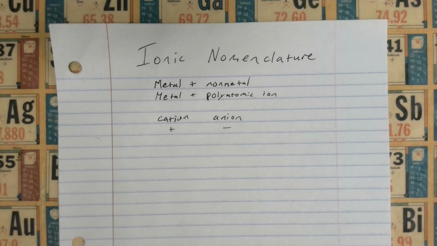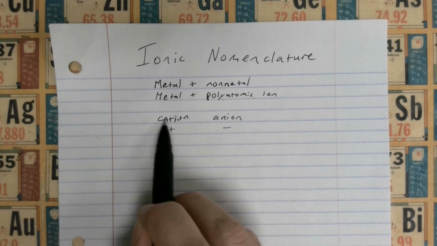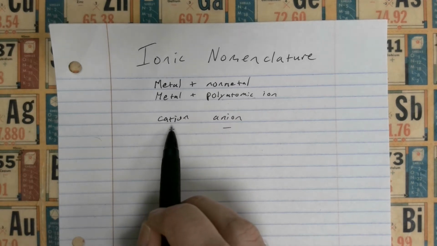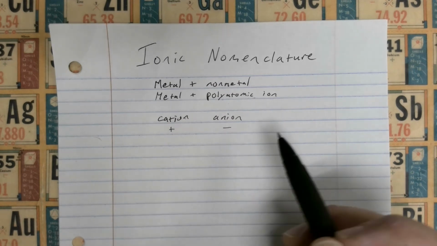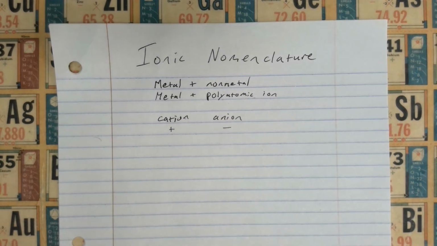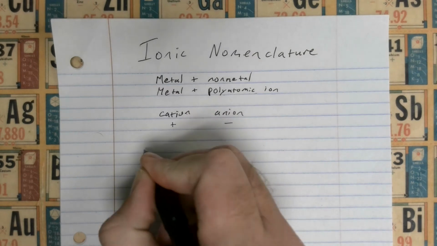The other thing to note is that the cation will always come first in the name or the formula. It's always written first. The anion will always be written last, or second. So whenever you see it, the first thing you read will always be the cation, the second thing will be the anion. So I think probably naming is a little easier than writing the formula. So let me give you a couple examples.